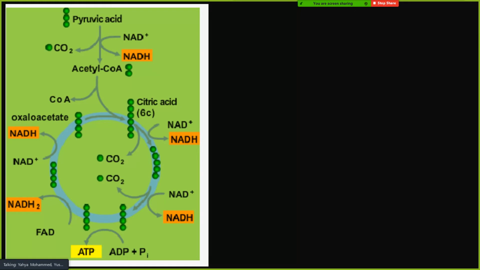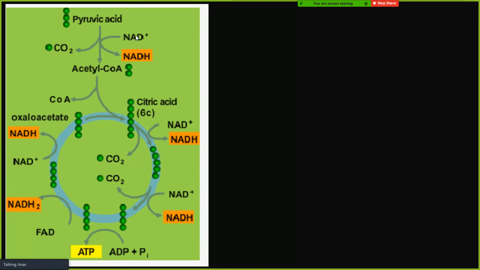One pyruvic acid has 3 carbons. So there'll be 2 ATP, that's why there's 2 ATP at the end, and 10 NADH. Because from one glucose, there's 2 of these things coming in. So from one glucose, you double the amount of NADs and ATPs that are being produced here. So we get 10 NADH at the end. Can you explain it from the beginning?